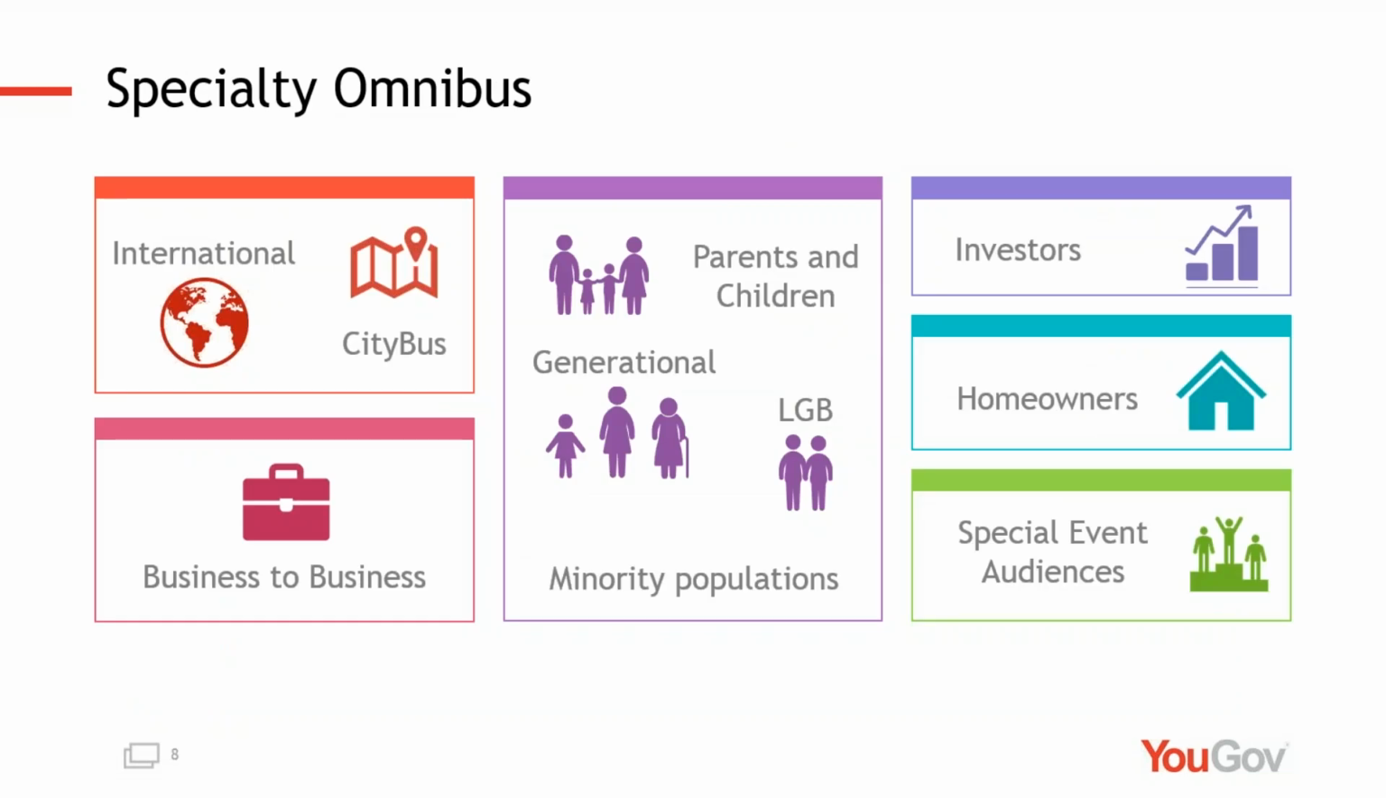We also have a number of specialty omnibuses. Like the national omnibus, they are designed to be used by multiple clients. So again, they have that set sample, but these just allow you to tap into some more niche populations. So whether it's a B2B audience that you're looking for, whether you want to look at those millennials or homeowners, or if it's more geographical through our city bus, which targets DMAs.